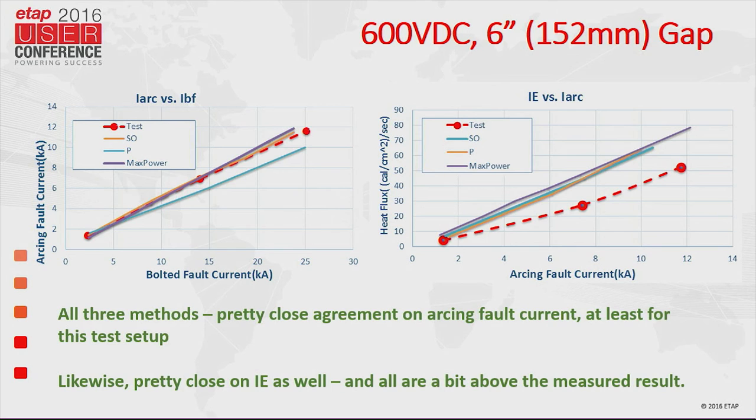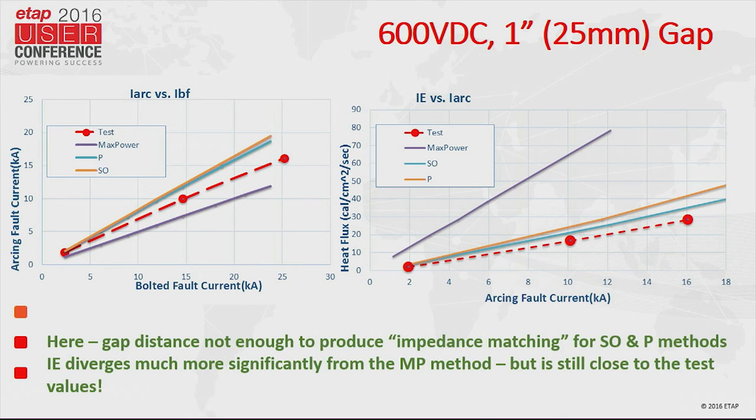Interesting. That's good. Let's look at a different configuration. 600 volt DC, 25 millimeter gap. So we go from 6 inches down to 1 inch. What would you expect when we reduce the gap size? We're going to have more current. And certainly we see that.